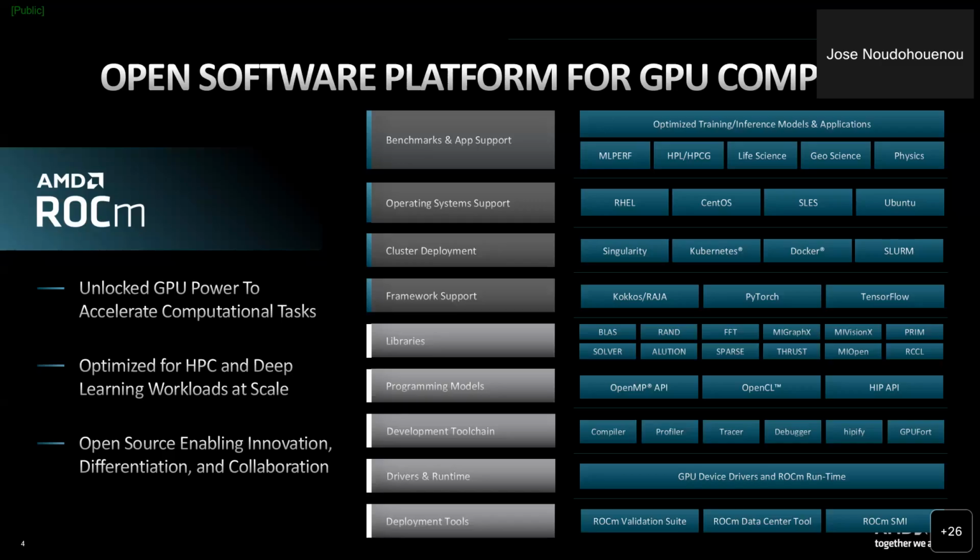We have multiple supports within the ROCm software platform that include the benchmark operating system, cluster development, cluster deployment, framework support, libraries, programming model, development toolchain, driver and runtime, and deployment tools. In the next few slides, we'll focus on our libraries, programming model, and development toolchains.